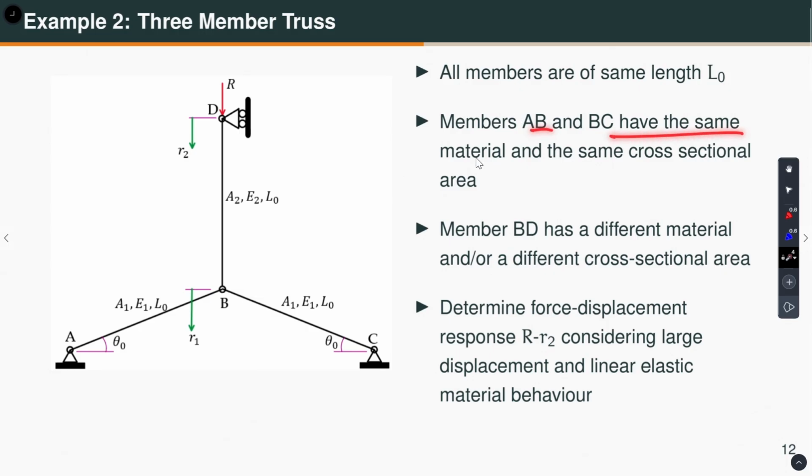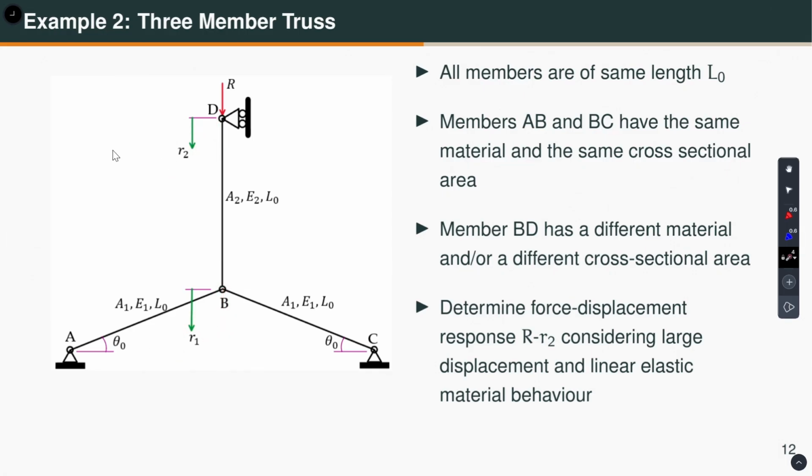Member AB, BC have the same material and same cross sectional area. Member BD has different material and different cross sectional area. So, the objective is to determine the force displacement response, R versus R2. There are 2 degrees of freedom here, R1 and R2. Remember, these are all truss elements, so this node can only go in this direction or upward. Now, I am applying a load downward. So, this is one DOF and this is the other DOF. This I am calling R1, this I am calling R2.